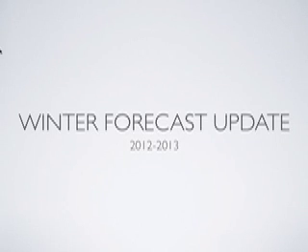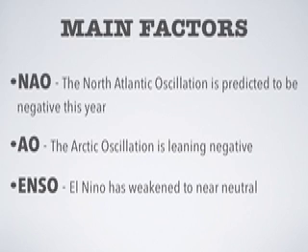I am here with your winter forecast update for the 2012-2013 winter season. We're going to get right into the main factors that will be affecting this winter's forecast. Three big players are the NAO, the AO, and ENSO, which is the North Atlantic Oscillation, the Arctic Oscillation, and ENSO, essentially the Pacific Southern Oscillation, which is either in La Nina or El Nino. El Nino being the positive form and La Nina being the negative form.